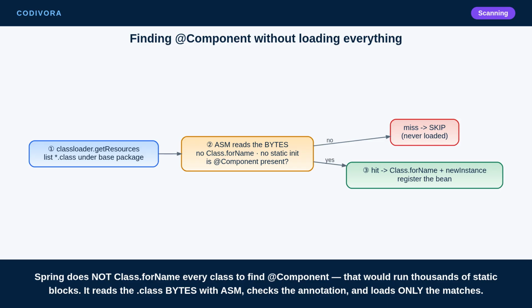No class is loaded, no static block runs. Only for a match does Spring finally load the class and create the bean. A giant app with 30,000 classes might load only the few hundred that are actually components. It's like finding plumbers in a phone book by scanning the listings, not calling every number.